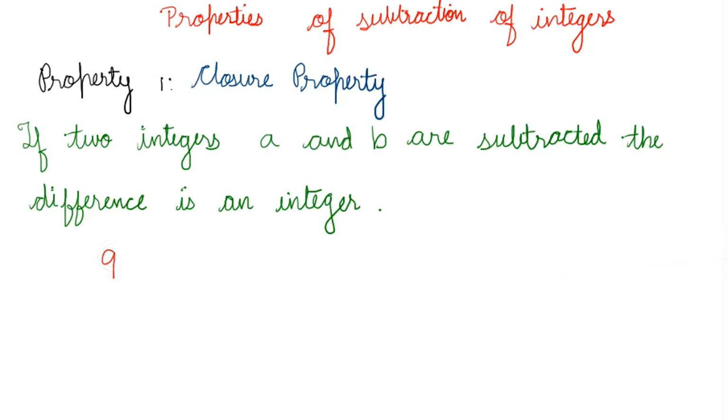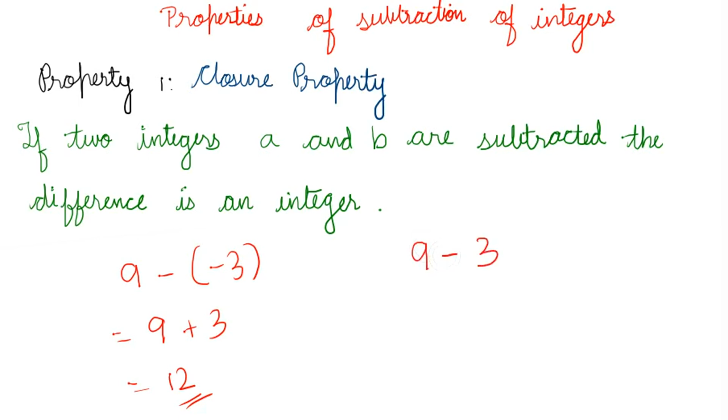We have 9 minus 3. Then we have it as 9 plus 3, which is equal to 12, which is again an integer. Let's check another example, 9 minus 3. Then we have got 6, and that is also an integer. So closure property holds good for subtraction of integers, and none of the other properties like commutative property, associative property or identity property holds good for subtraction.